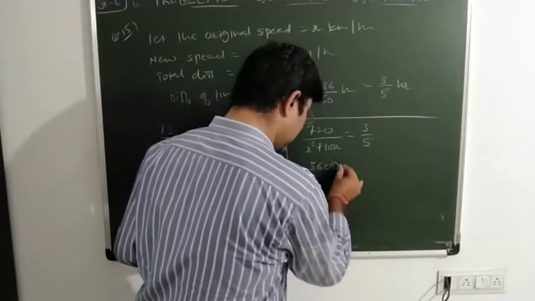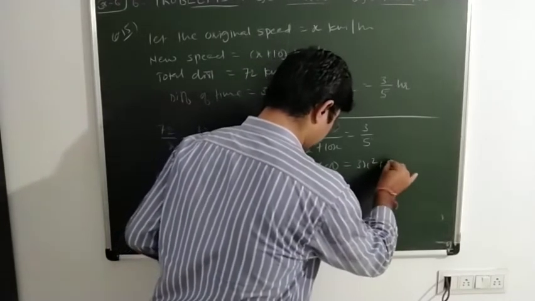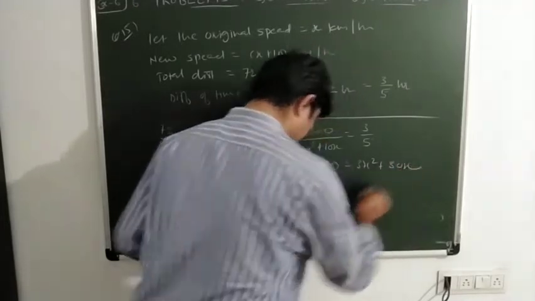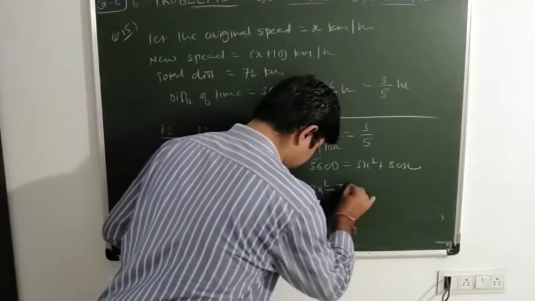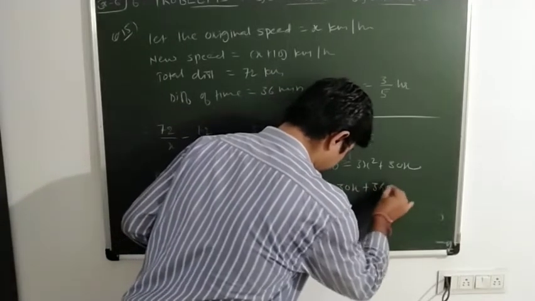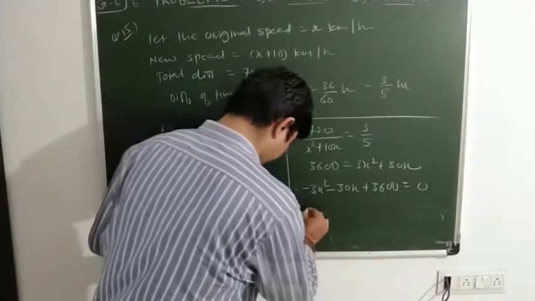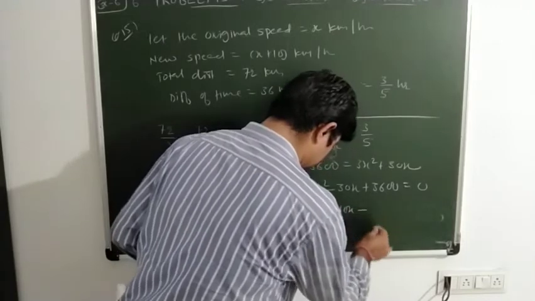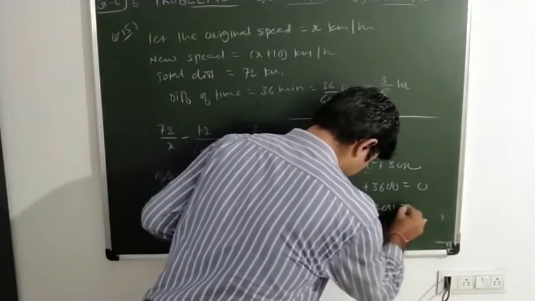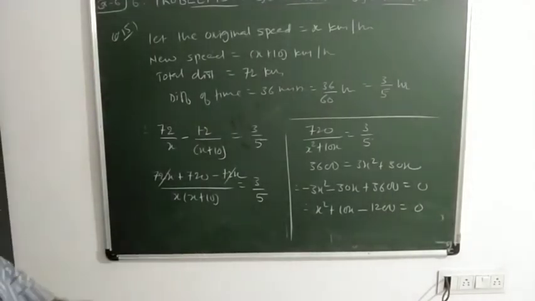3600 is equal to 3x square plus 10 3s are 30x. Therefore, minus 3x square minus 30x plus 3600. Take minus 3 common. Therefore x square plus 10x minus 1200 is equal to 0. Now we have obtained a quadratic equation.